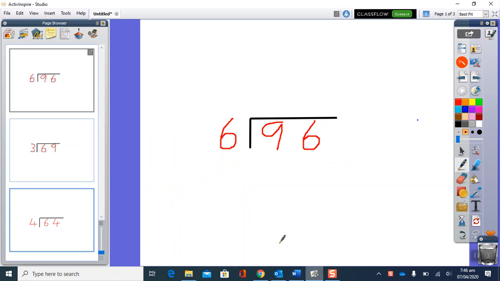So this is how it's set out, and remember we've got this sort of right angle here, and it's meant to look a bit like a bus stop. Inside you put your divisor on the outside here, and you put your dividend, that's the number that you're dividing, underneath the bus stop. To figure these out, you need to use your times tables and your division skills.